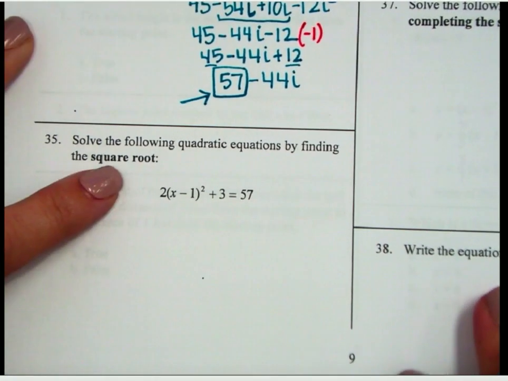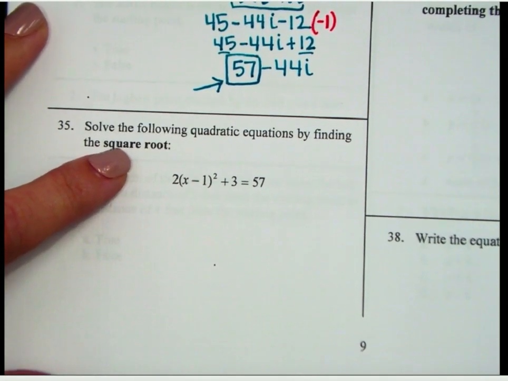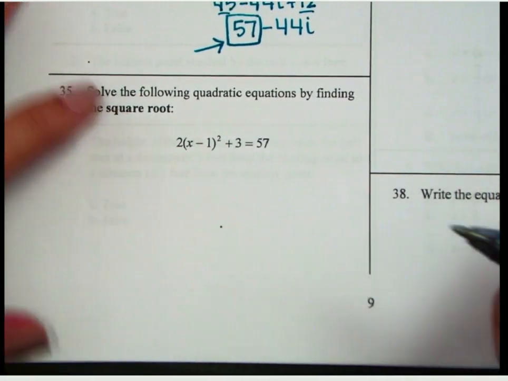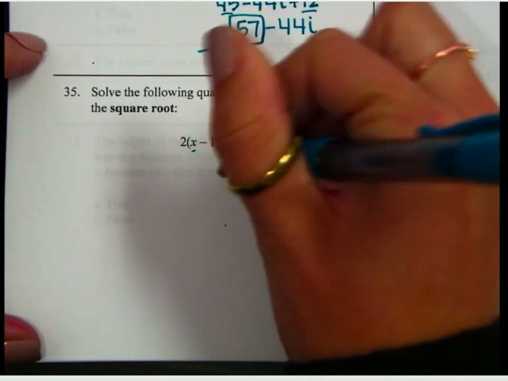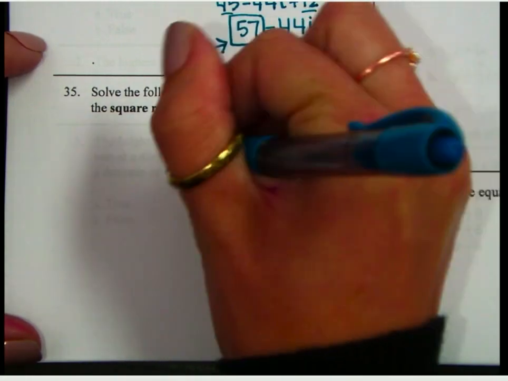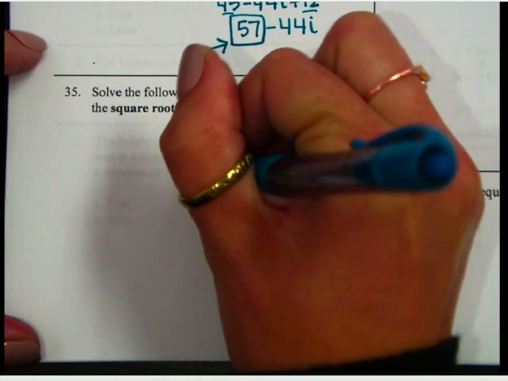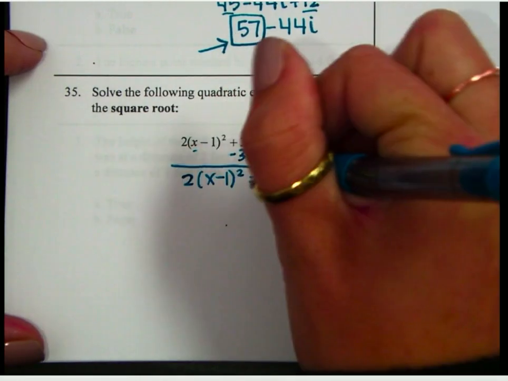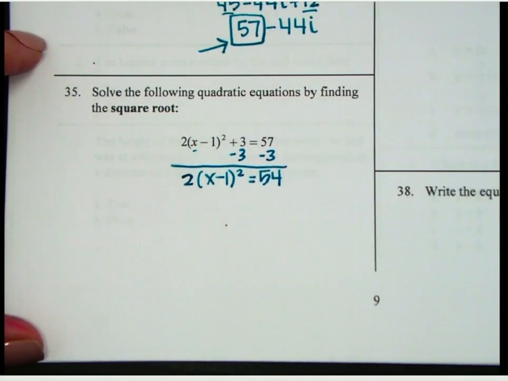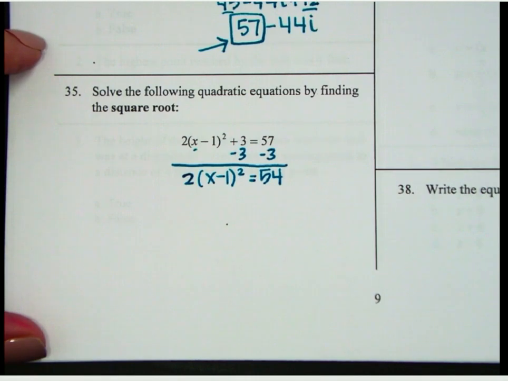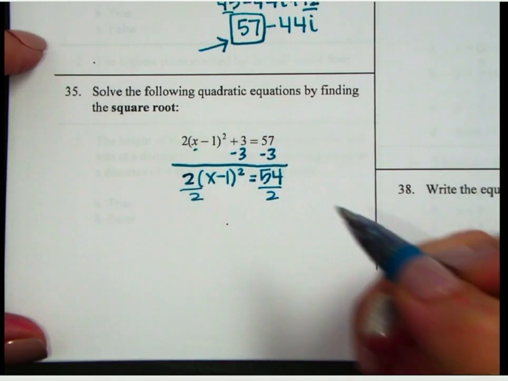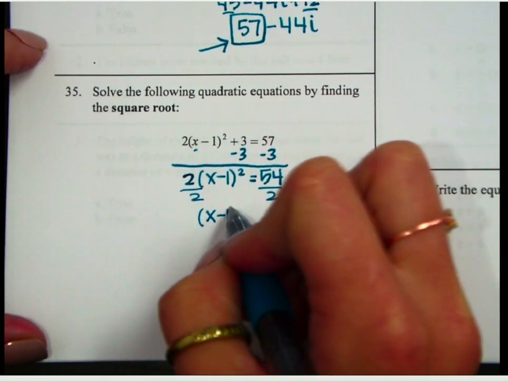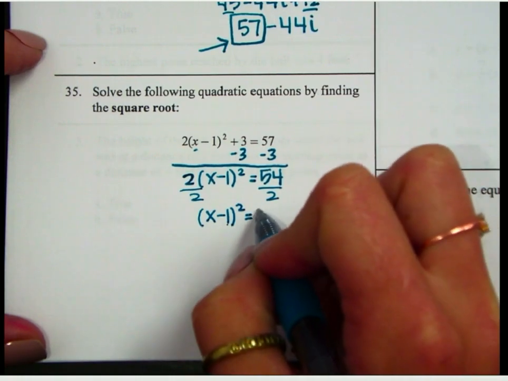Number 35, we're going to solve the following quadratic by finding the square root. So we're going to be moving everything away from x using our inverse operations. First step will be subtracting 3. So 2 times x minus 1 squared is equal to 54. Then we're going to divide by 2 on both sides. Remember, you never distribute into parentheses squared. So x minus 1 squared is equal to 27.